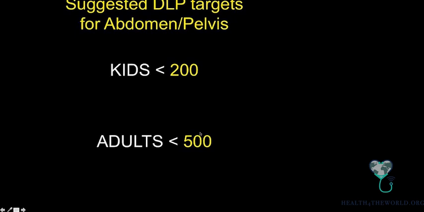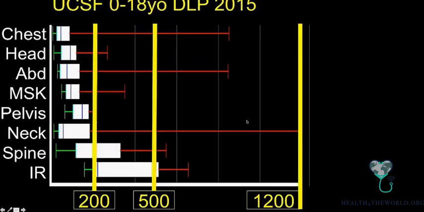So these were the numbers I would have you keep in mind for DLP. Again, this is in units of milligray centimeter. Less than 200 for kids, less than 500 for adults. These are just guidelines. If you were to go back and say these numbers are absurd, I can't actually achieve this, then good, because you've thought about it, and I've succeeded in getting you to think about this topic.